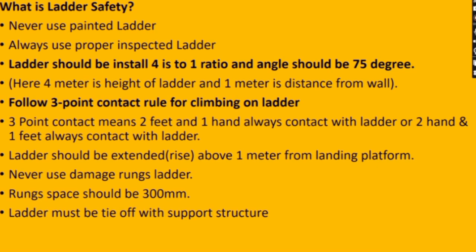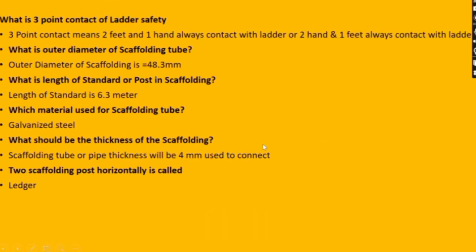Never use damaged rungs ladder. Rungs space should be 300 mm. Ladder must be tied off with support structure. What is 3-point contact of ladder safety? 3-point contact means 2 feet and 1 hand always contact with ladder.